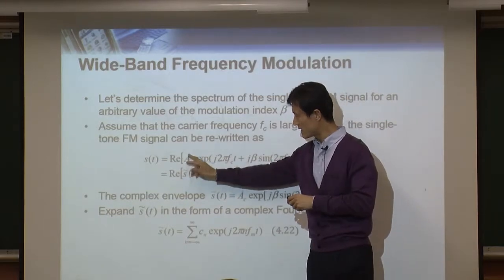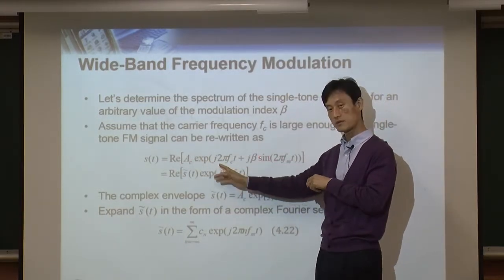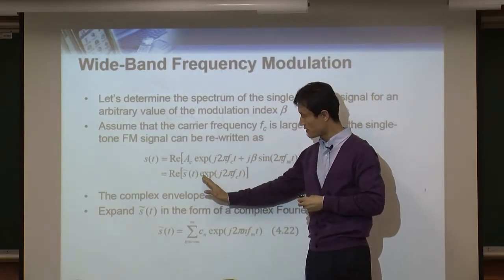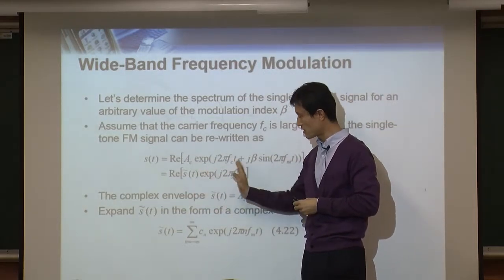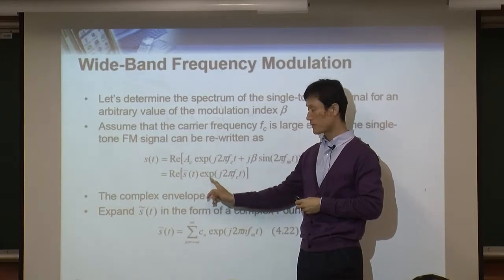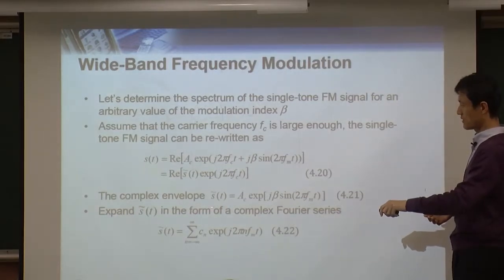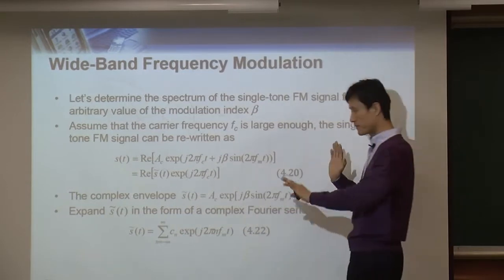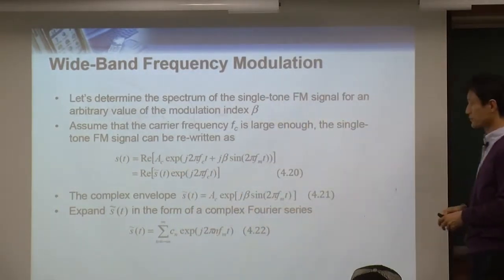Because this one now is a complex value. Look at only inside the real. Inside here, we have a complex value. The exponential is complex, and inside it we basically separate the carrier and the message part. This message part looks like an envelope, and the second part looks like a carrier. So we call that a complex envelope. Our intention is to separate the carrier and the message. That's what we want to do.